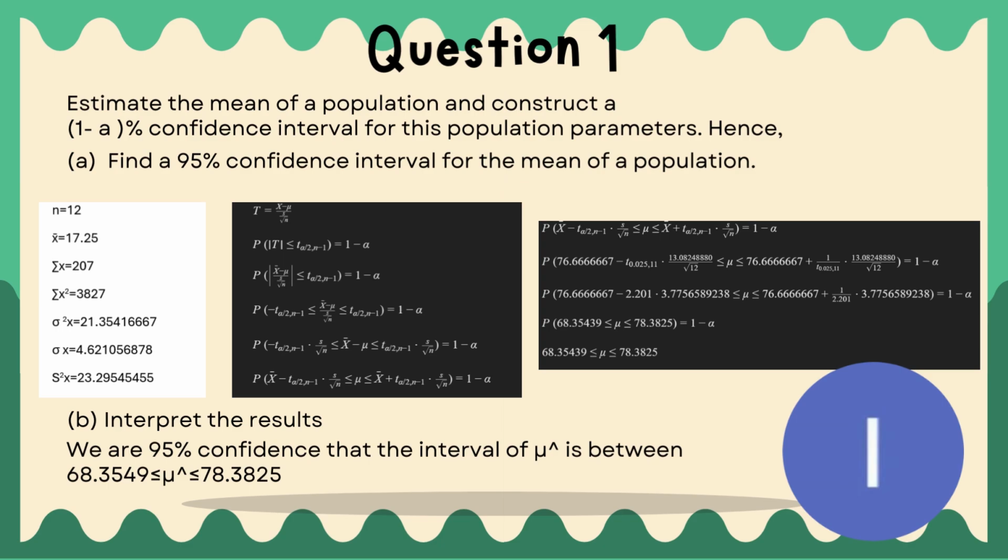After that, we just insert all the information into the formula, and at the end we get 68.35439 less than or equal to mu hat, and then less than 78.3825. Supposedly this is mu, but it was a typo. Last, question B is to interpret the results. We are 95% confident that the confidence interval of mu hat is between 68.35439 and 78.3825.